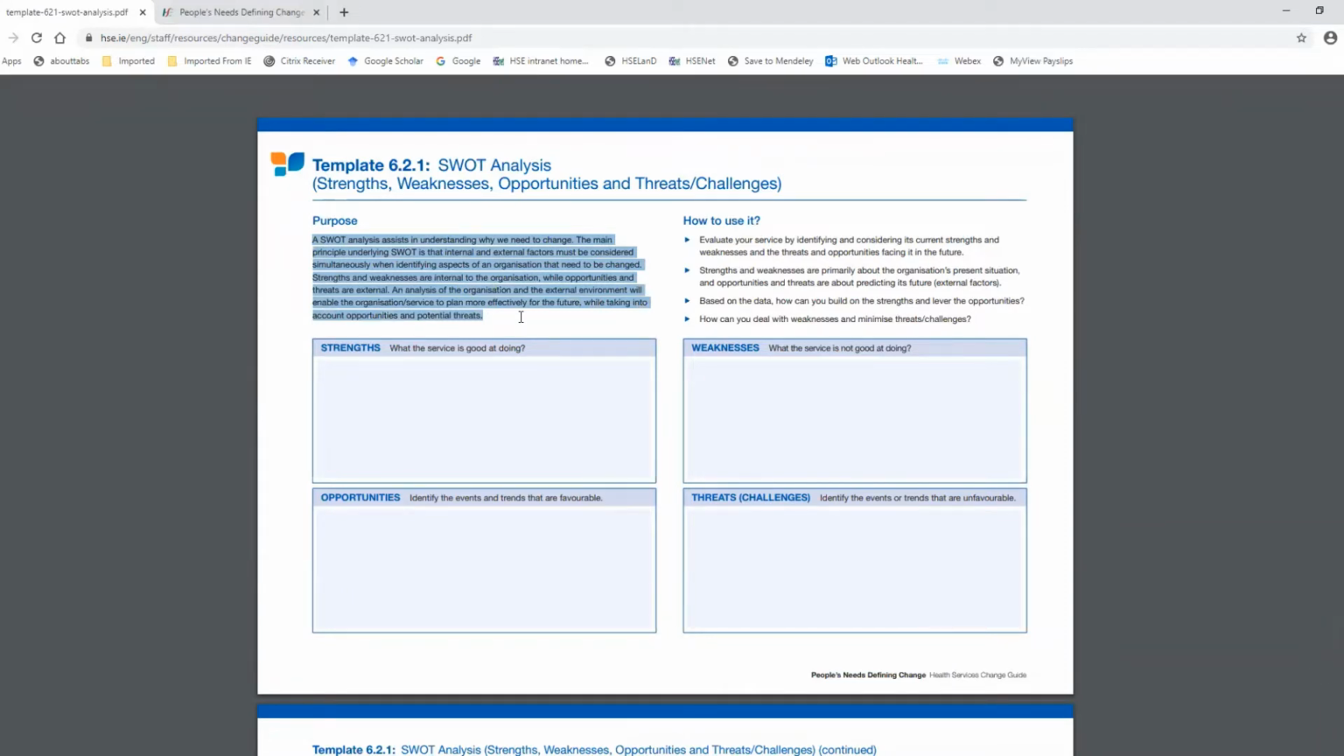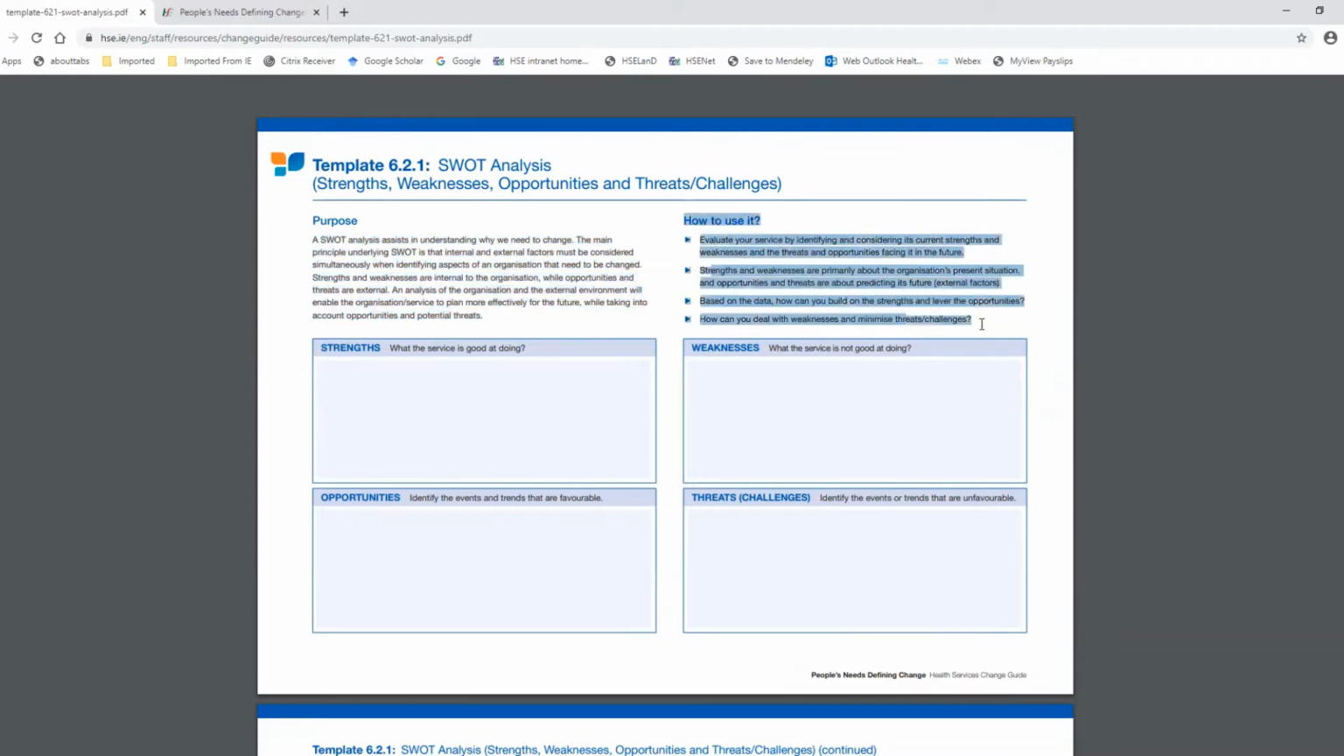The main principle underlying SWOT is that internal and external factors must be considered simultaneously when identifying aspects of an organization that need to be changed. Strengths and weaknesses are internal to the organization, while opportunities and threats are external. An analysis of the organization and the external environment will enable the organization or service to plan more effectively for the future, while taking into account opportunities and potential threats.